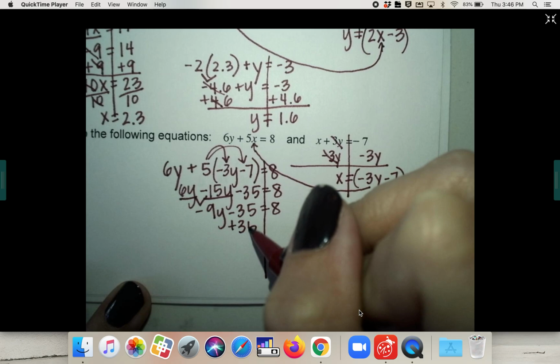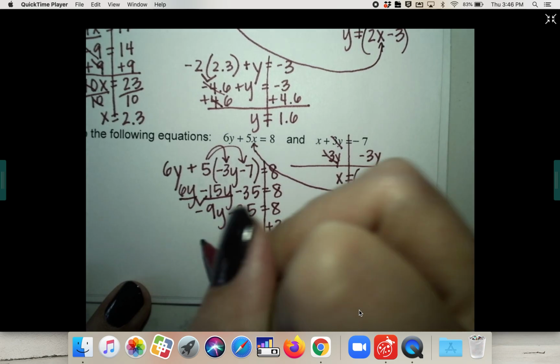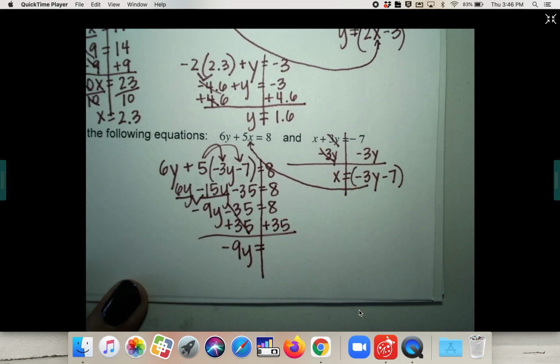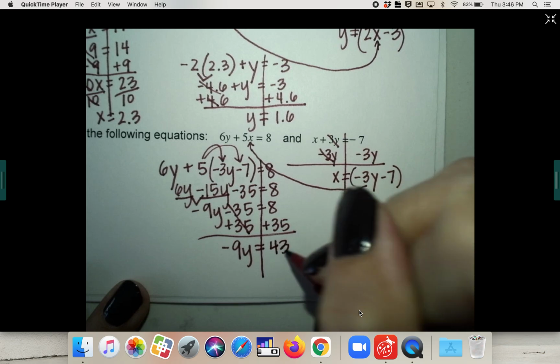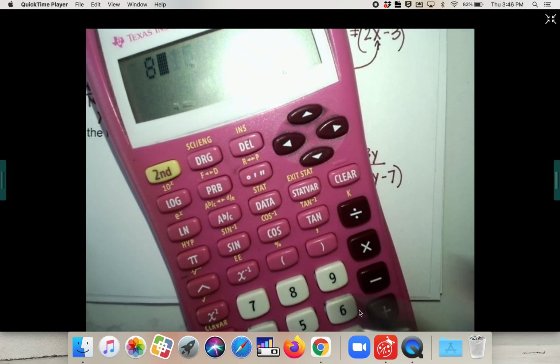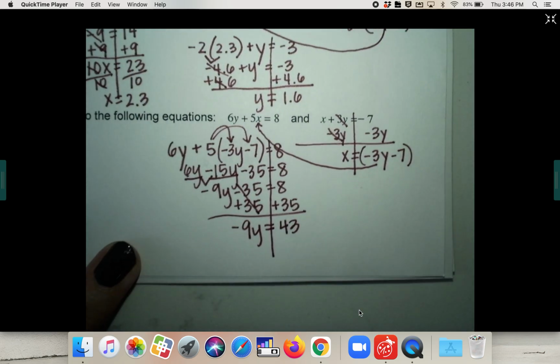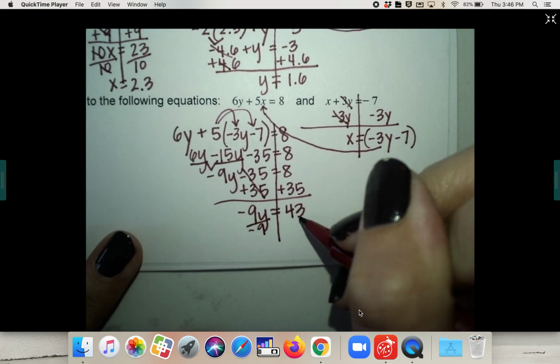Add 35 to both sides. -9y equals, what is that, 43? This is a bad example of not using your calculator. Always just go ahead and use your calculator to double check. Divide both sides by -9.